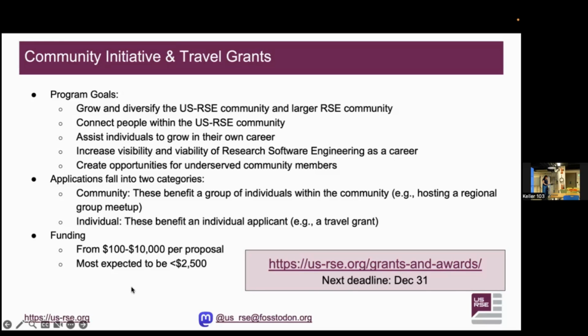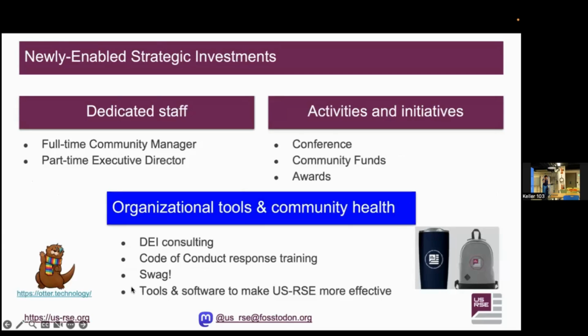And yeah, for example, we did a diversity, equity, and inclusion consulting for me and for some of the community members. We still have a lot to learn there. We have a code of conduct response training. You can get swag, and tools and software to make USRC more effective.